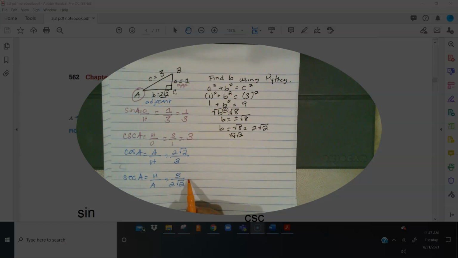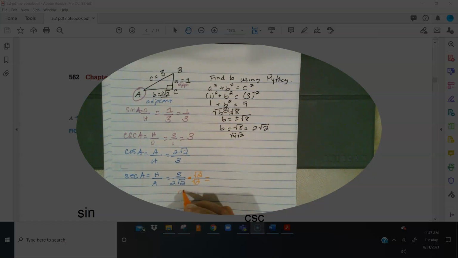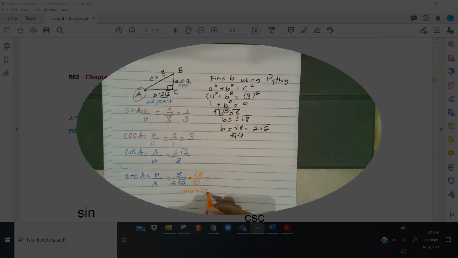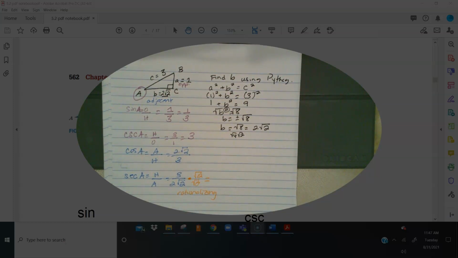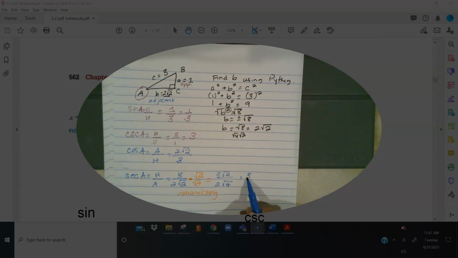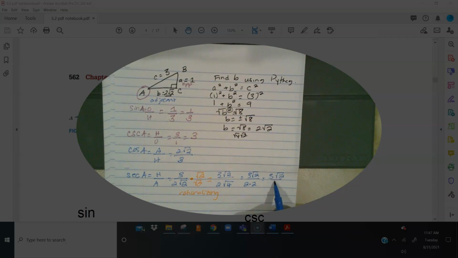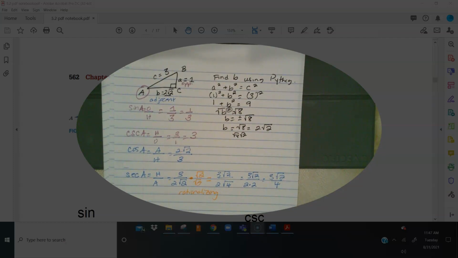So in order to remove the square root, we multiply top and bottom by the irrational part. This part is called rationalize. You're rationalizing the denominator, turning it into a rational number. When you multiply across, you get 3 times the square root of 2. On the bottom you have the whole number 2, now times the square root of 4, because 2 times 2 is 4. 4 has a square root, so now we have 3 square roots of 2 over 2 times 2, or 3 square roots of 2 over 4. Therefore, the secant value is 3 square roots of 2 over 4.